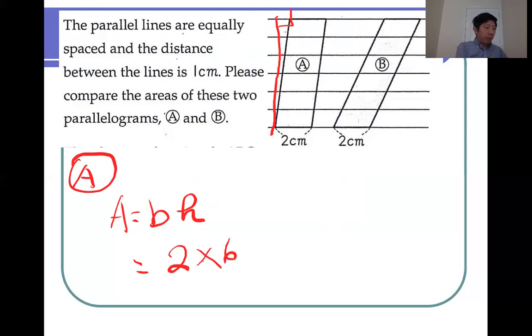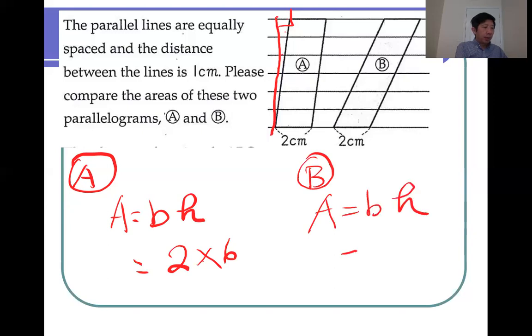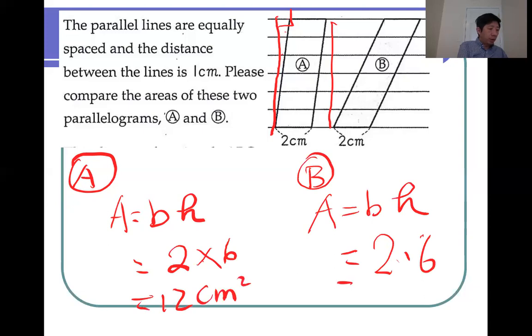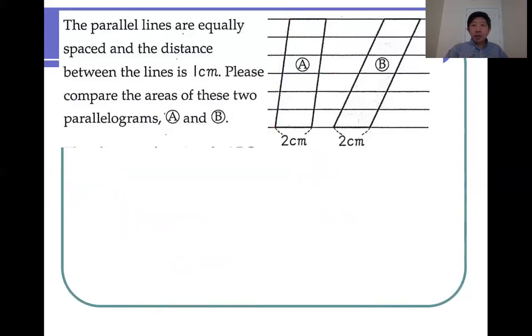Now what about B? B, again, area is base times height, right? What's the base? Base is 2. What's the height? Again, height is the same as 6, right? So basically, to compare the areas, actually, they are equal, 12 centimeters square. They're all the same. Does that make sense to you? All right. Let's take a look at the next problem.